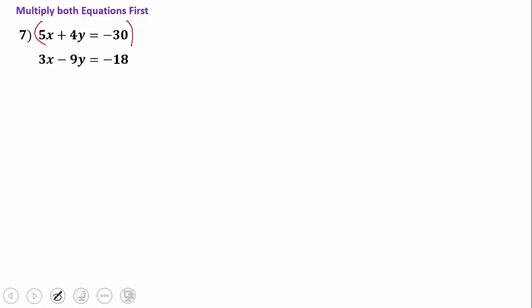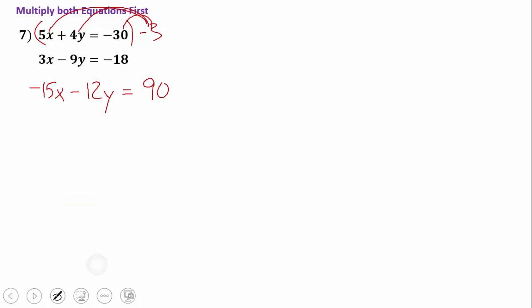So I'm going to come up here with the first equation and I'm going to multiply it by a negative 3. And you'll see why in a minute. You can always use your constant as negative. So negative 3 times 5x is negative 15x. Negative 3 times a positive 4y is negative 12y. And negative 3 times a negative 30 is equal to a positive 90.